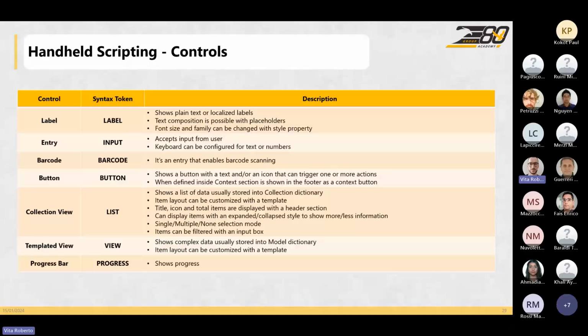Then we have the templated view. Templated view is a dynamic control. We call it view. Can show complex data usually stored into model dictionary. And item layout, as for the list, can be customized with a template. Then we have the progress bar to show, of course, progress based on, for example, a number that we defined in the model dictionary.